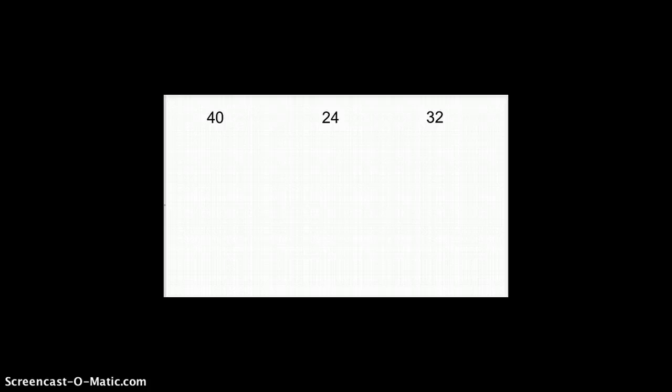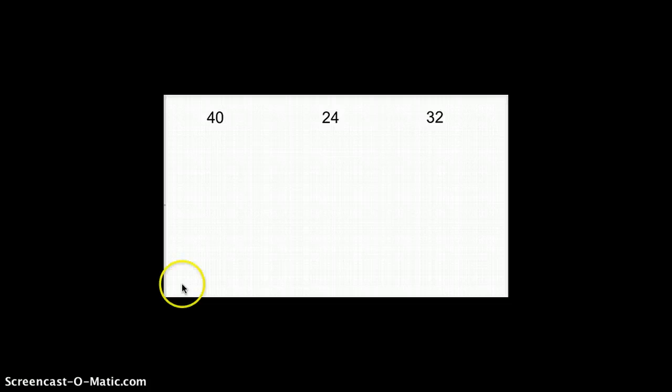In order to find the greatest common factor of these numbers, we're going to create what we call math rainbows. So what I'd like you to do is take your math notebook and hold it sideways, and you need to put 40, 24, and 32 equally spaced on that page. Pause that video until everyone in your group has done this.